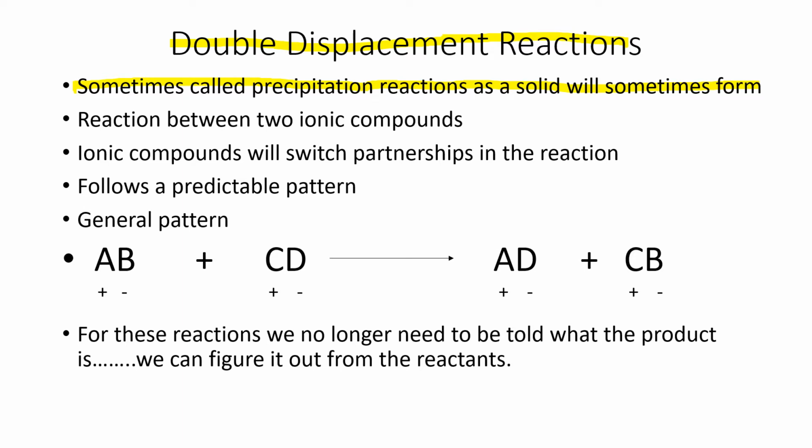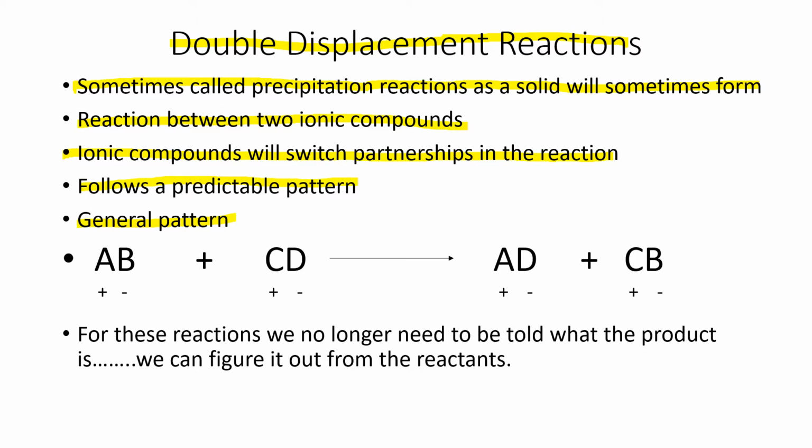In a double displacement reaction, you're looking at a reaction between two ionic compounds. That's your key that you're dealing with a double displacement reaction. What will happen in these reactions is the ionic compounds will switch partnerships. This follows a very predictable pattern. So we're going to look at this pattern. I did this in a very general way, and then we'll look at some specific examples later.